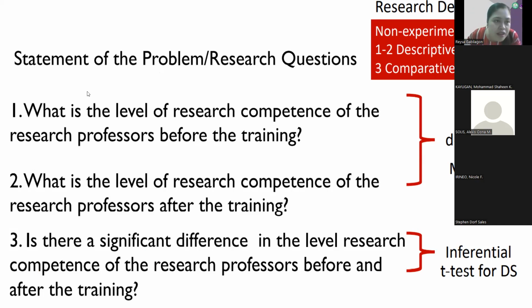Pero look at the questions on the screen. Specific sila, diba? And very clear, and then direct to the point kung ano talaga yung hinahanap. Ayun lang yung itatanong. And these three, even tatlo lang ito, this will help the researchers achieve the general objective of the study. Again, that is to ascertain whether the conducted training increased the level of competence of the research professors.